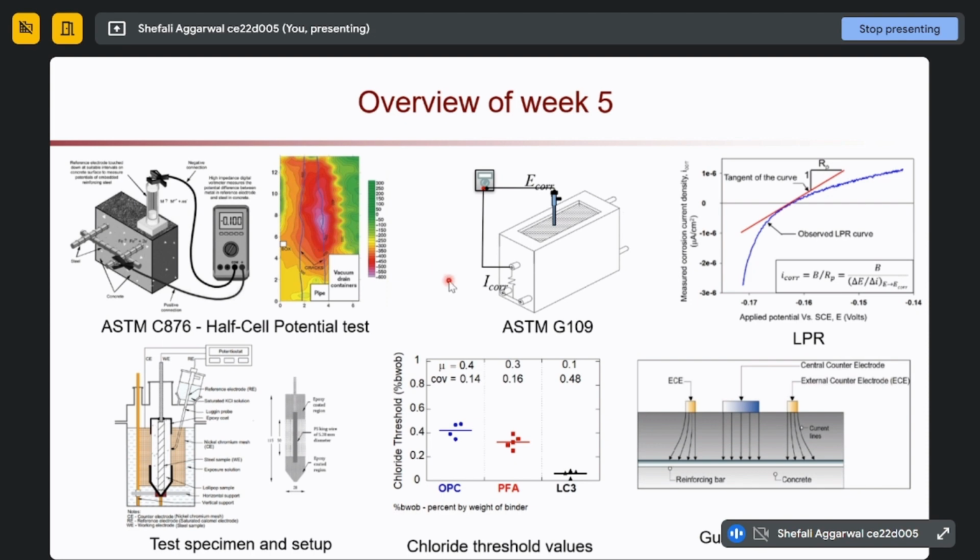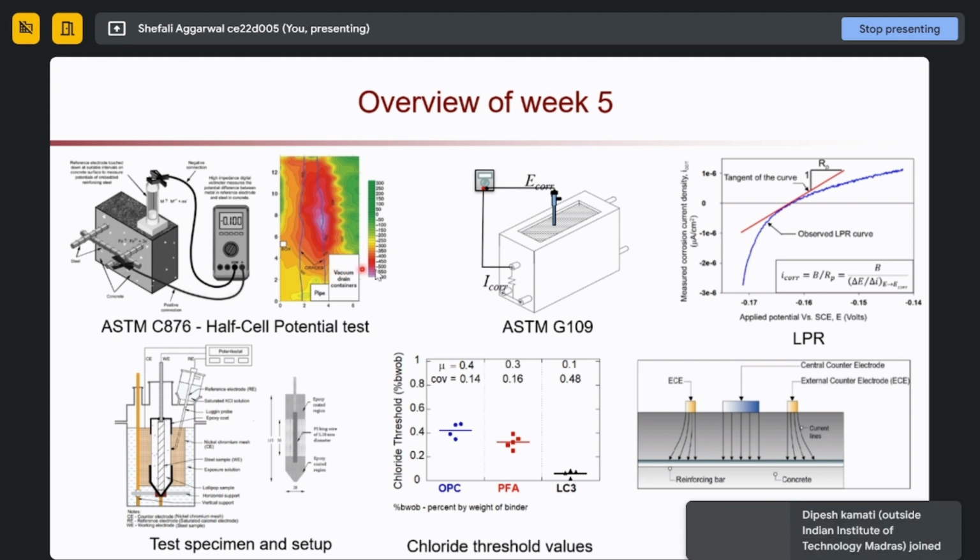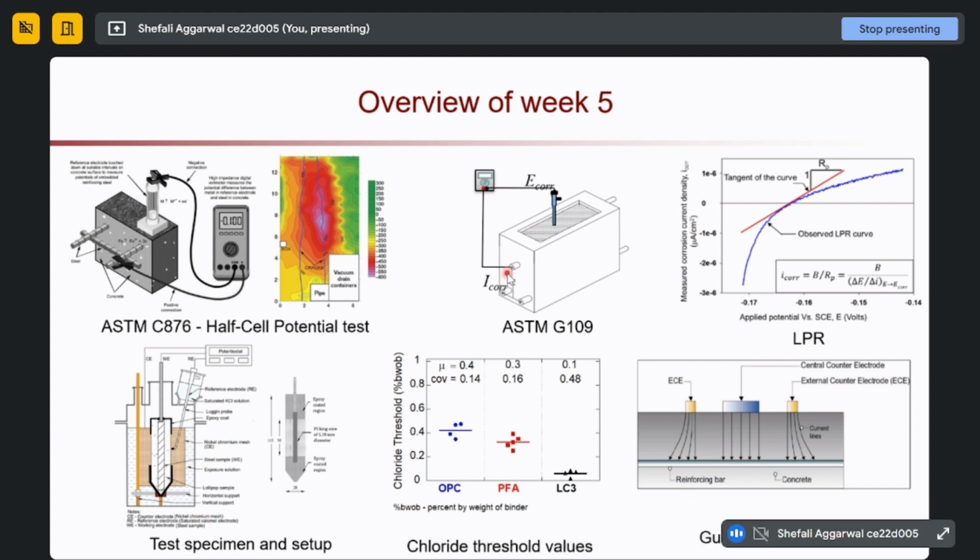Next is ASTM G109. The method is almost similar to half-cell potential. Here also we are calculating the HCP value only. So we have three rebars which are interconnected, and then we will get the current value and calculate the equal.